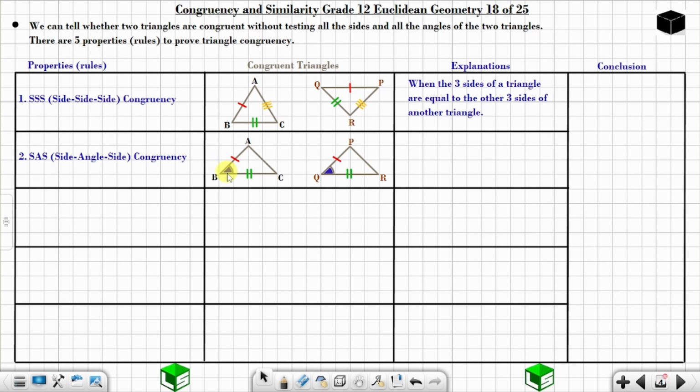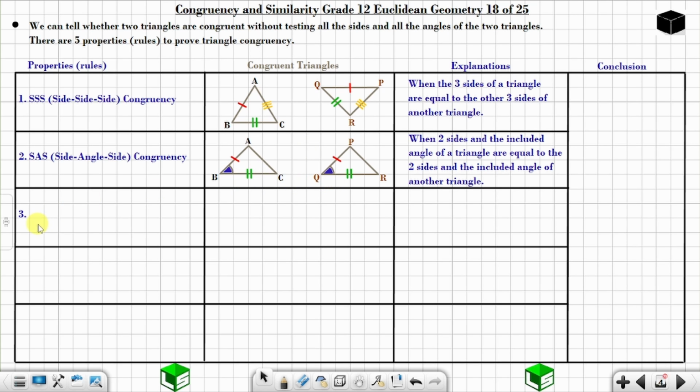Okay, this angle is between AB and BC. This angle is between PQ and QR. So explanation: when two sides and the included angle of a triangle are equal to the two sides and the included angle of another triangle, as in this case.